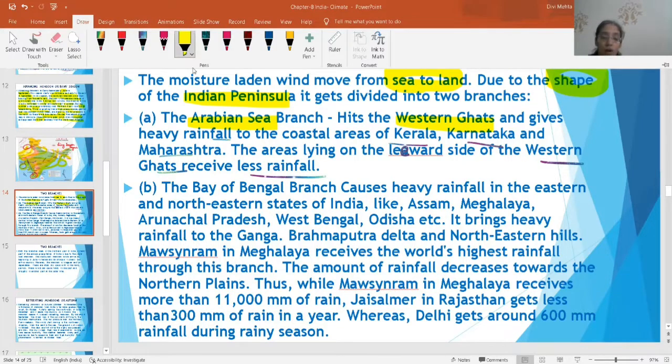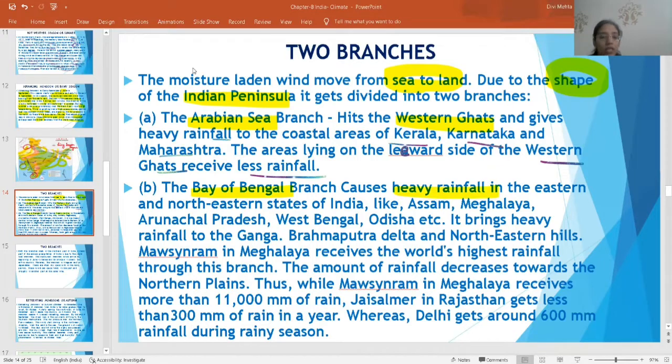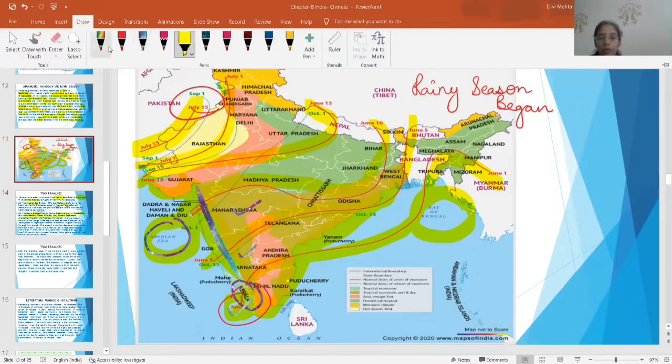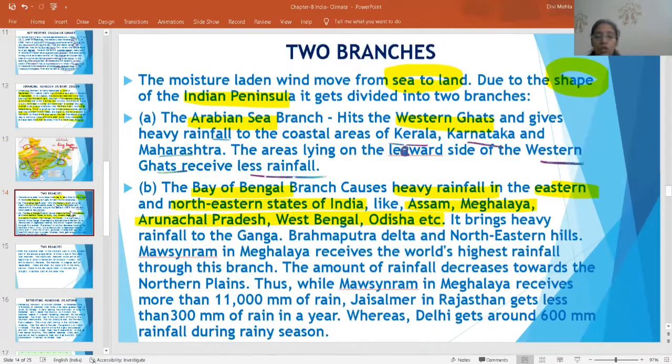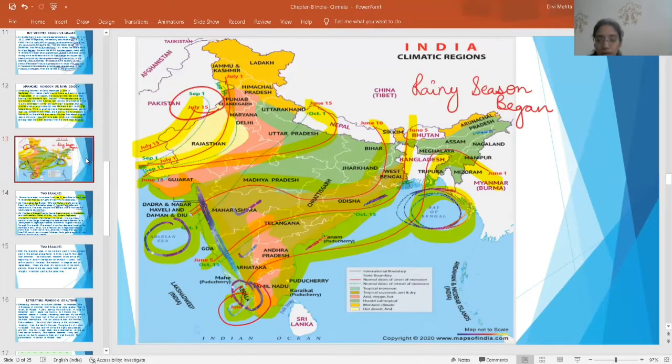If I talk about your Bay of Bengal branch, it causes heavy rainfall in the eastern and northeastern states, like Assam, Meghalaya, Arunachal Pradesh, West Bengal, Odisha. So see here on the map, from the Bay of Bengal, okay, Assam, Arunachal Pradesh, Odisha, or Andhra Pradesh, West Bengal, these places receive rainfall due to your Bay of Bengal branch. Understood? Meghalaya is a very important state.